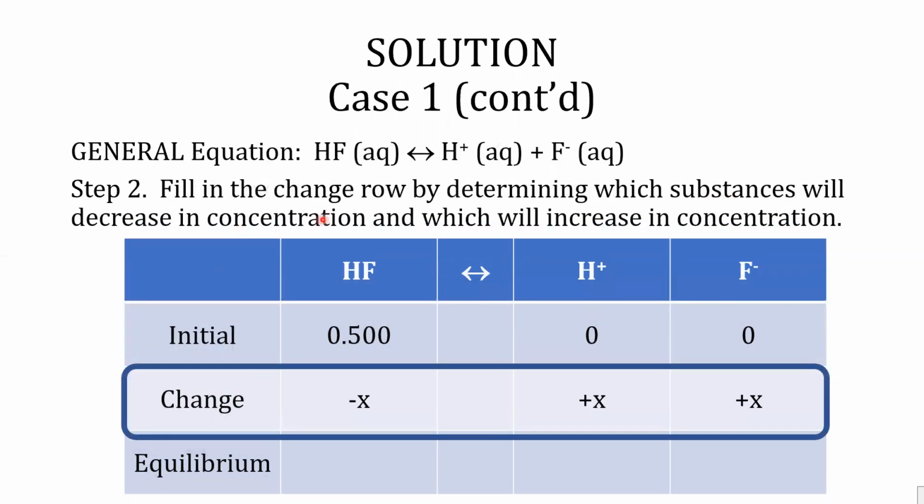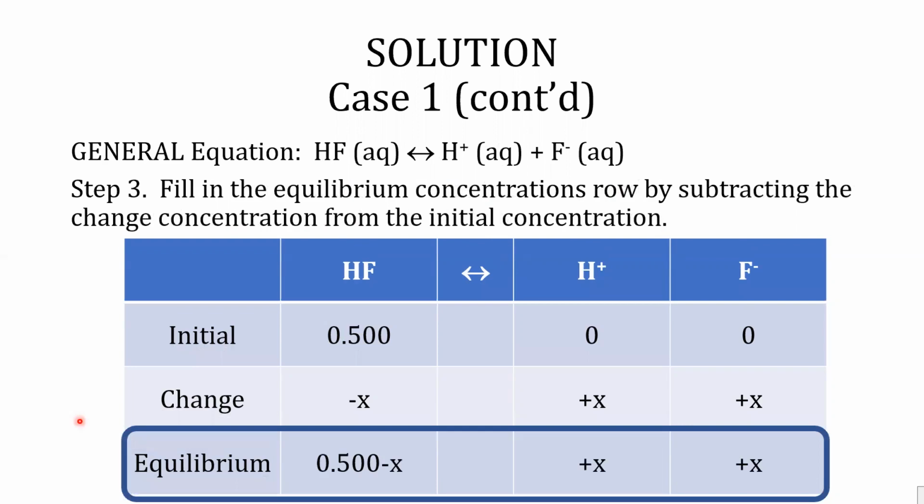Step 2 is to fill in the change row by determining which substance will decrease in concentration and which will increase in concentration. In this reaction, HF's change is minus X, and for both H+ and F-, the change is plus X. Step 3 is to fill in the equilibrium concentration row by adding the change to the initial concentration. The equilibrium concentration of HF is 0.500 minus X, and for both H+ and F-, their equilibrium concentrations are X.